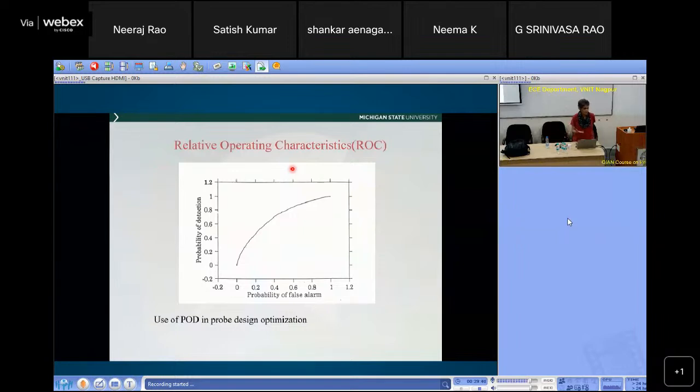Yeah, ROC, it's the same thing. I don't know, I think it probably was borrowed from some other field. Right, receiver operating characteristics. Good question.